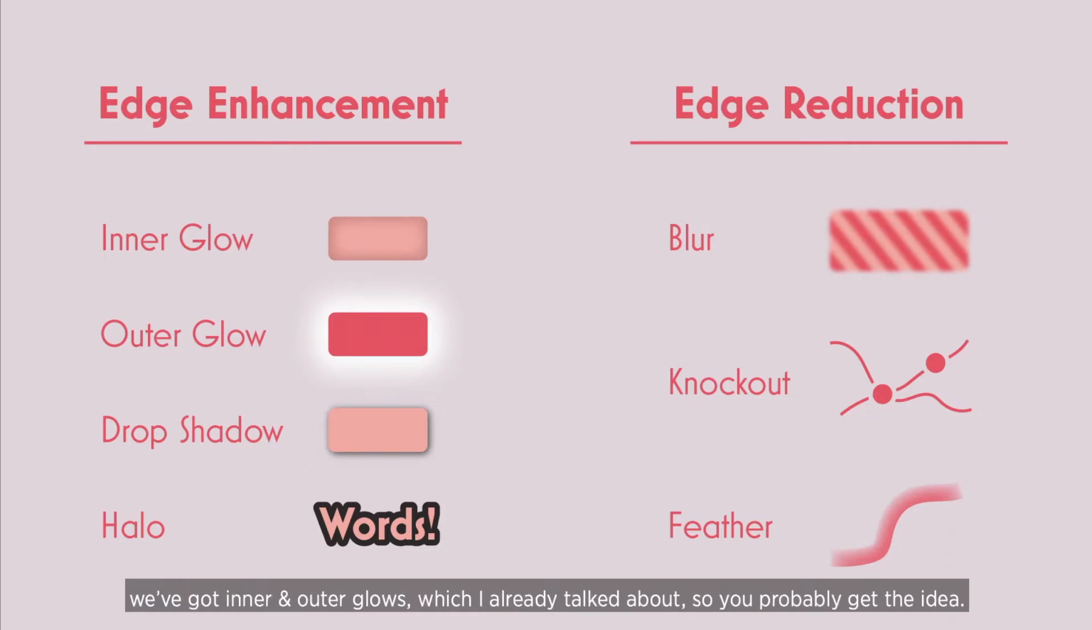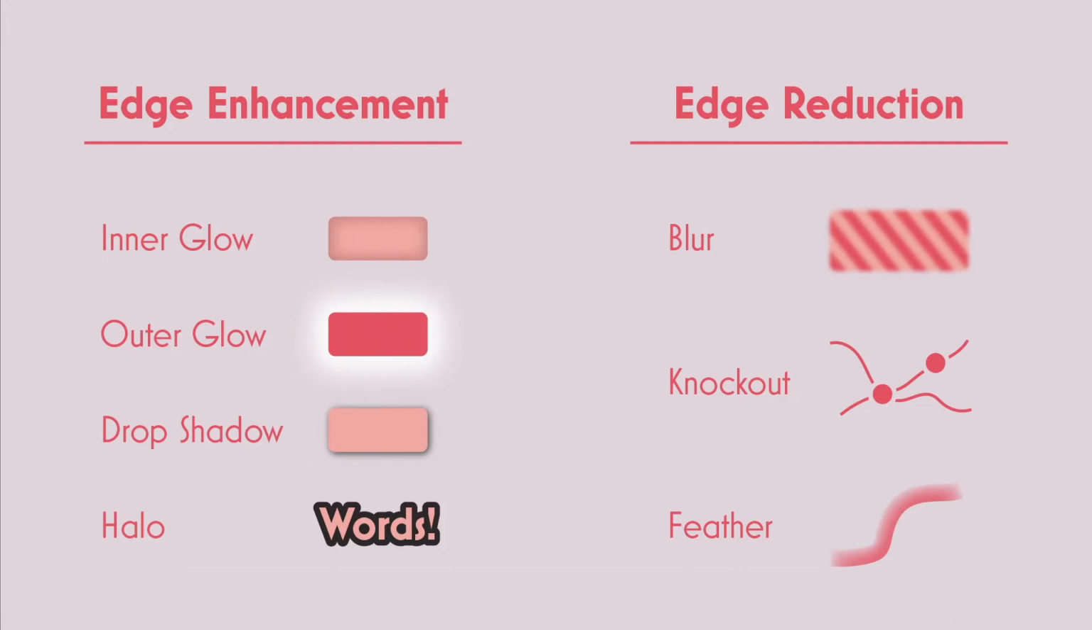First off, we've got inner and outer glows, which I already talked about, so you probably get the idea. While they are generally used to boost edges, you could also use them to weaken edges, but that's not usually why people use them. Note also that outer and inner glows are really the same thing, but are separated in software like Adobe Illustrator, where the terms just refer to whether the glow effect goes on the outside or the inside of the polygon you're applying it to.